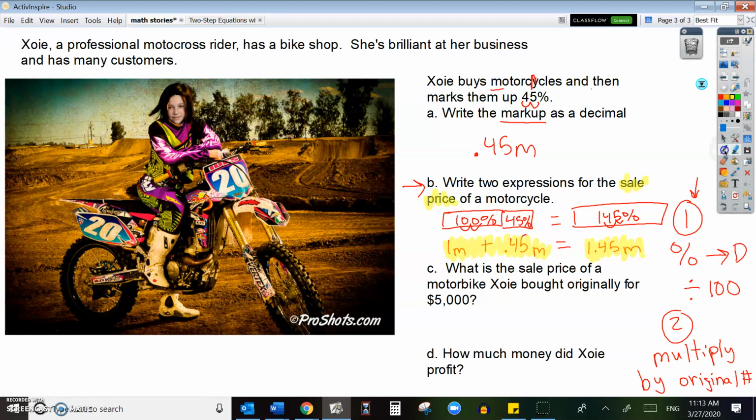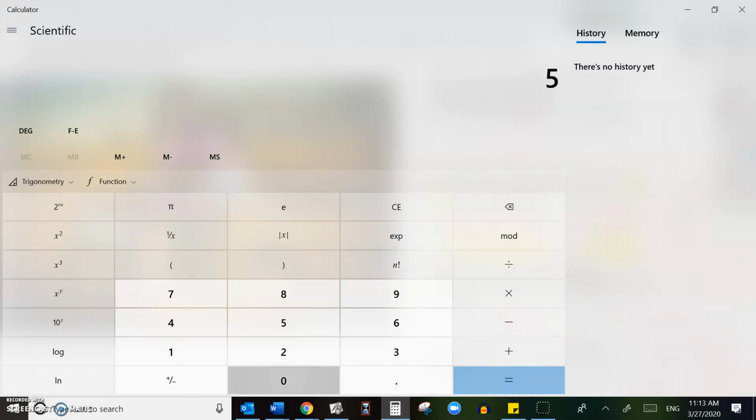Okay? So now, what is the sale price of a motorbike Zoe bought originally for $5,000? So take this amount right here and then multiply by the original number. 5,000 times 1.45 is $7,250.